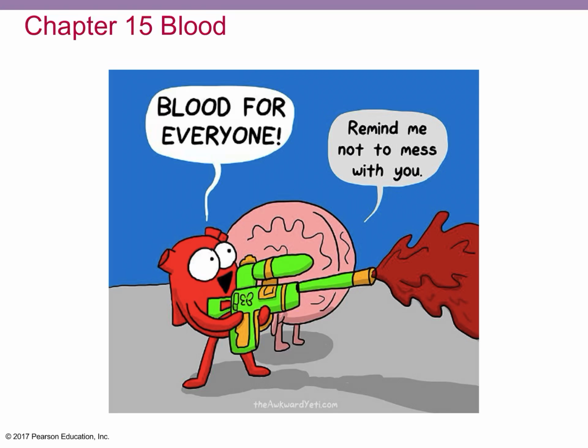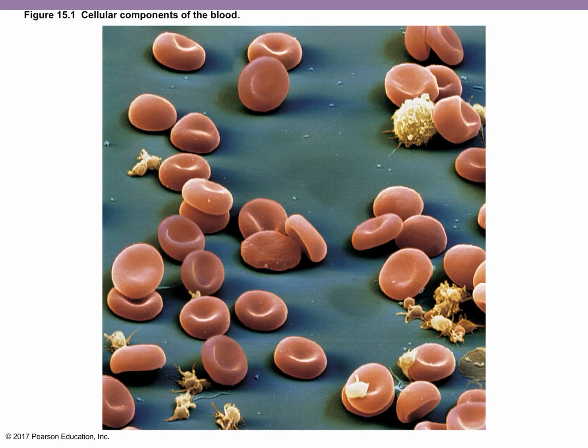This is chapter 15. We're going to be talking about the blood. Let's start with the components of blood. So women and men have approximately the same amount of blood. Men have slightly more. So women 5 liters, men 5.5 liters.